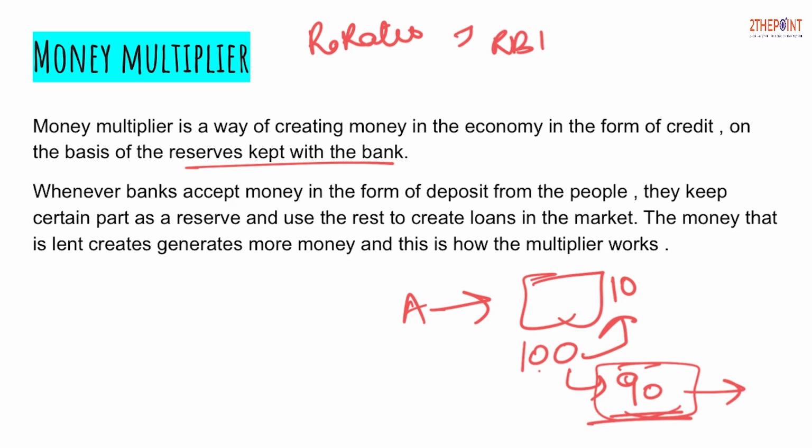Whenever a bank accepts money in the form of deposits from the people, they keep a certain part as a reserve, as I told, and use the rest to create loans in the market. The money that is lent generates more money, and this is how the multiplier works. We will definitely understand all of this through a proper example, so wait for that in the upcoming slides. As of now, what you need to know is that the bank maintains a reserve, lends the rest in the market, and that helps in generating more money.